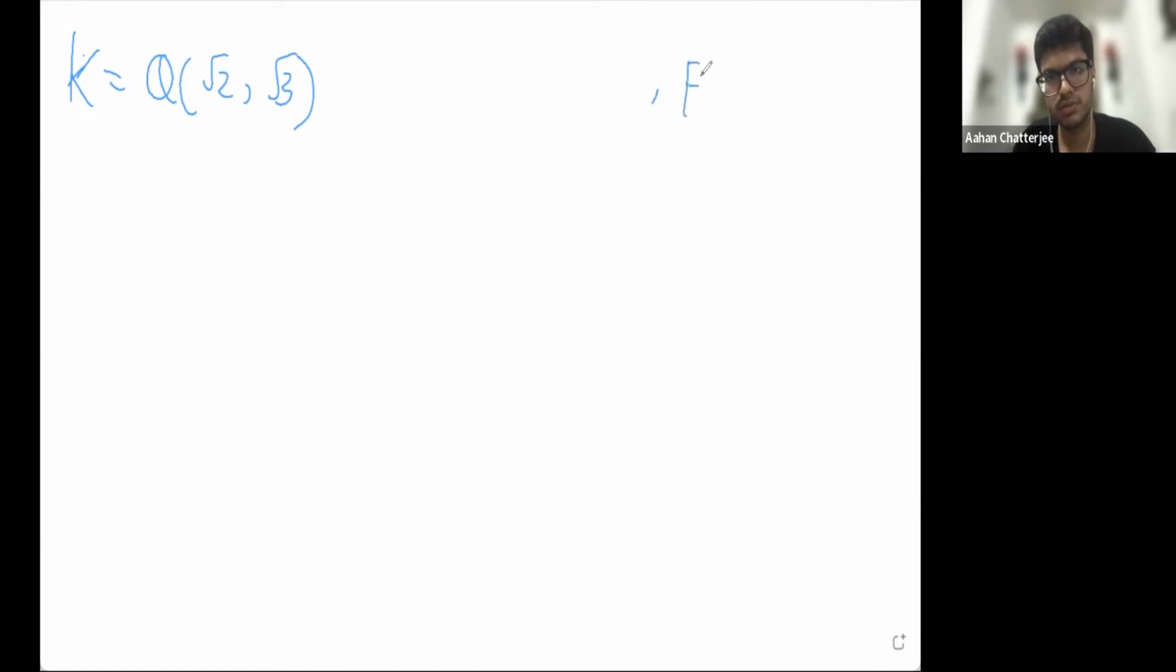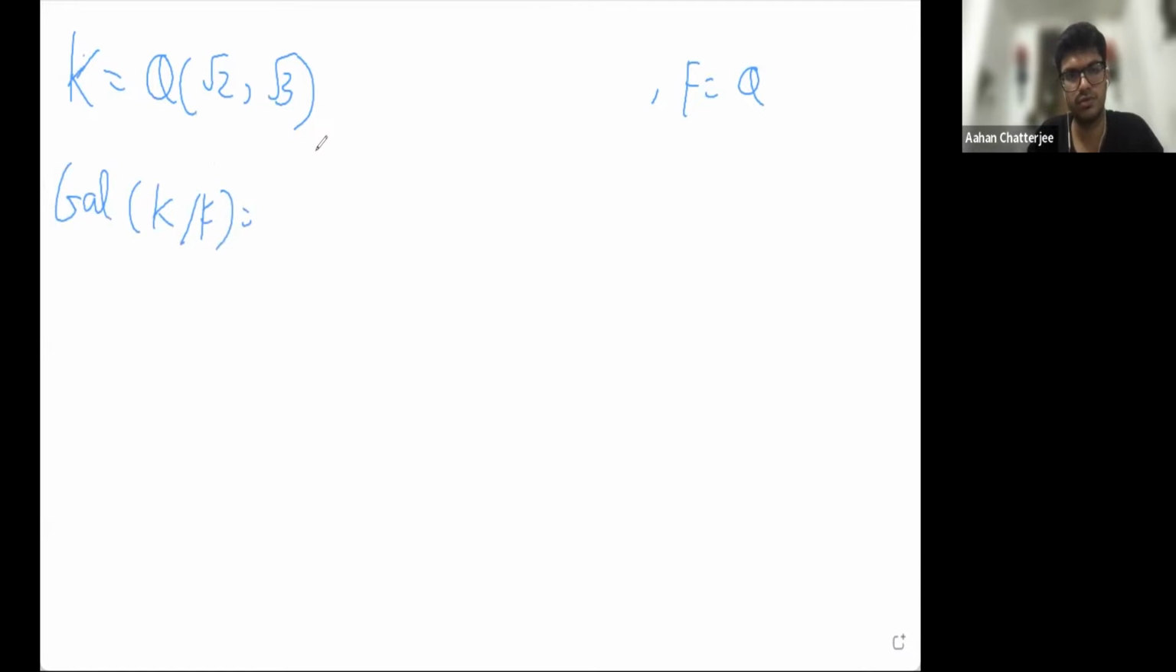So basically, say we have K equals Q(root 2, root 3), and F is Q. So Gal(K/F), we want to find this.